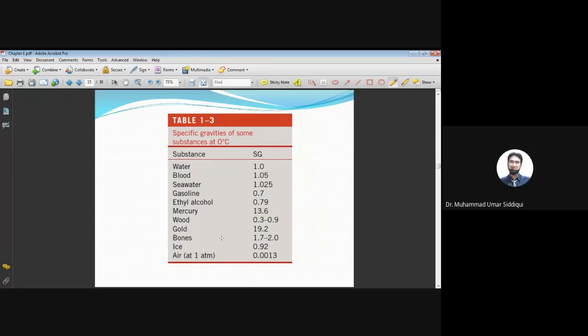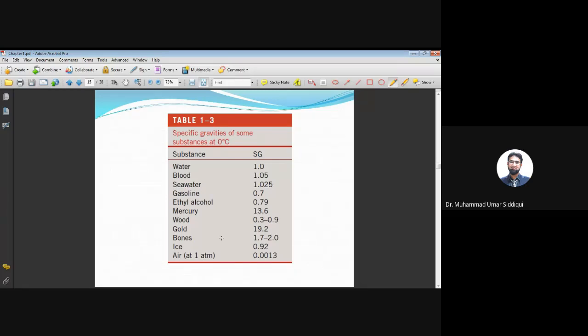Mercury, 13.6, very, very heavy. Wood, 0.3 to 0.9. It's lighter, obviously. Gold, 19.2, heavy. Bone, normally 1.7 to 2. Ice, 0.92. So ice is lighter than water.